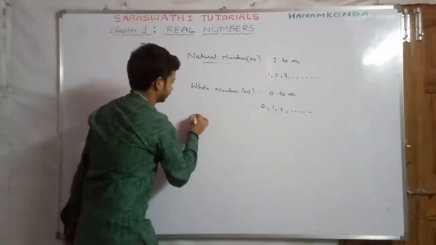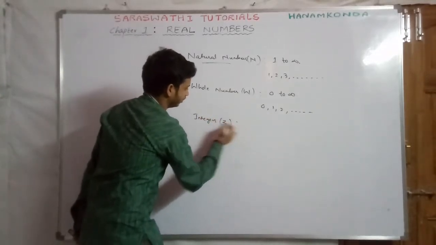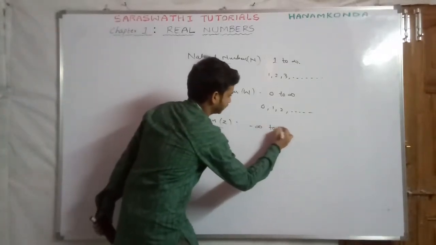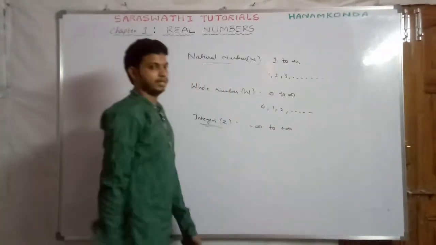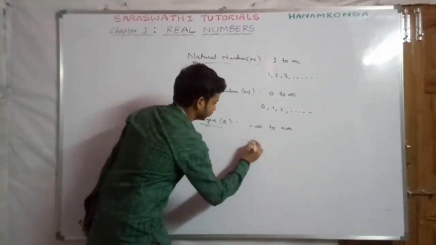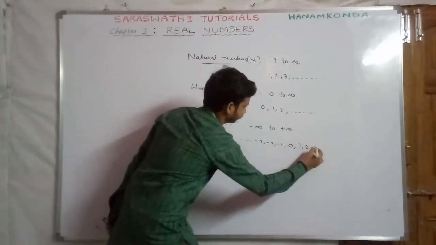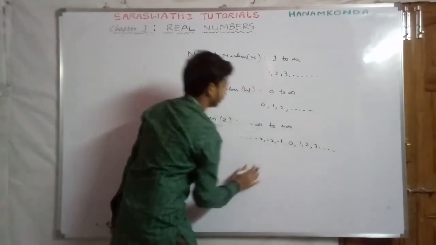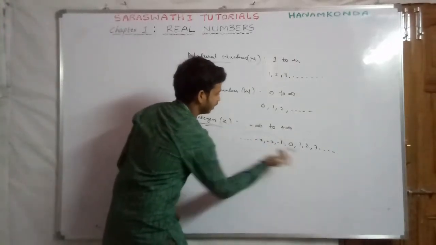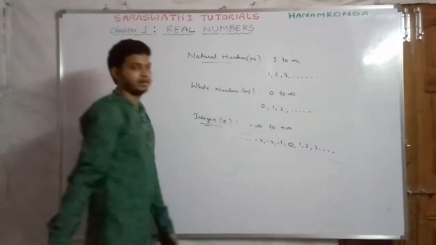Next, integers. Integers are denoted by Z. Minus infinity to plus infinity are said to be the integers, so negative numbers and positive numbers including 0. For example, minus 3, minus 2, minus 1, 0, 1, 2, 3, 4, 5, 6, and so on are said to be the integers.